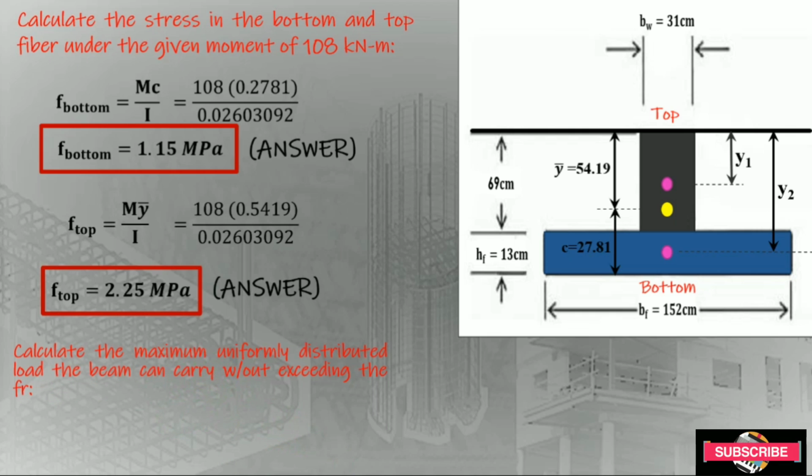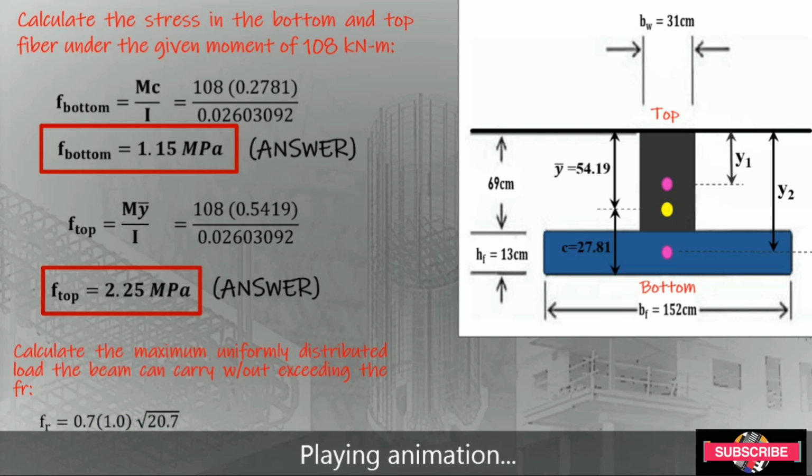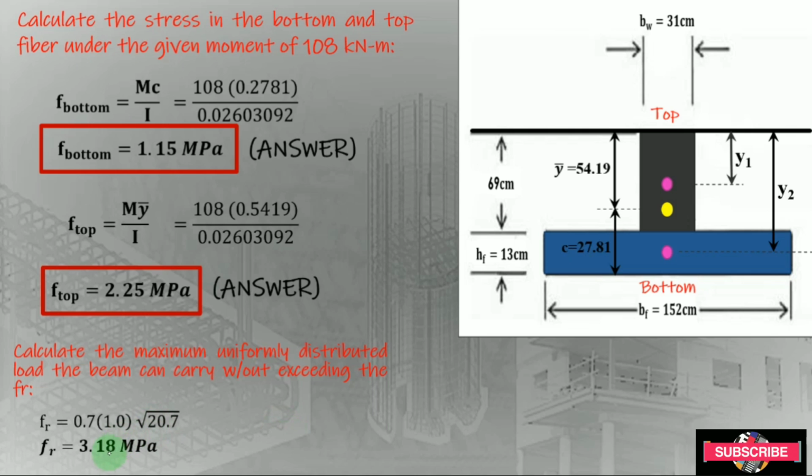How much is our modulus of rupture, denoted by this F sub R? This is given in our NSCP code of 2015, which is just 0.7 of your lambda, where we use 1.0 here because this is for a normal weight concrete, and our f'c is given, which is equal now to 20.7 megapascal. So our result here will be in megapascal. So our FR is simply equal now to 3.18 megapascal.